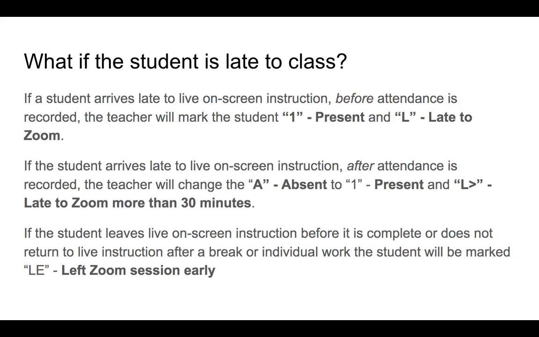What if the student is late to class? If a student arrives late to live on-screen instruction before attendance is recorded, the teacher will mark 1, present, and L, late to Zoom. If the student arrives late to on-screen instruction after attendance is recorded, the teacher will change the A absent to 1, present, and L greater than, meaning late to Zoom more than 30 minutes. If the student leaves live on-screen instruction before it is complete or does not return to live instruction after a break or individual work, the student will be marked LE, left Zoom session early.